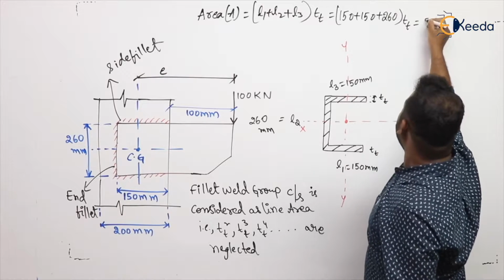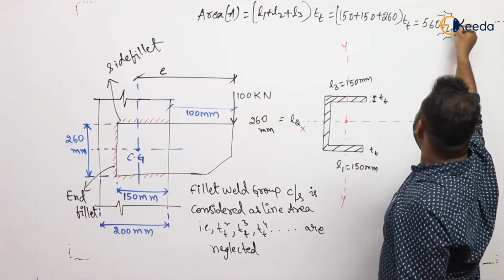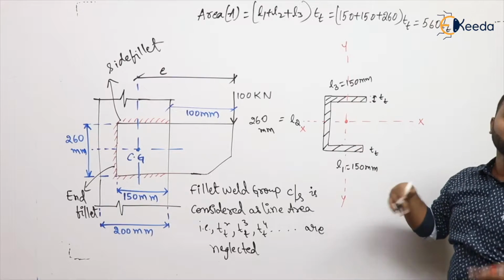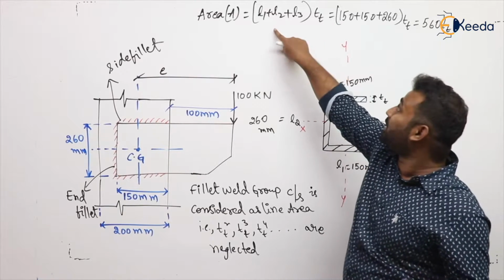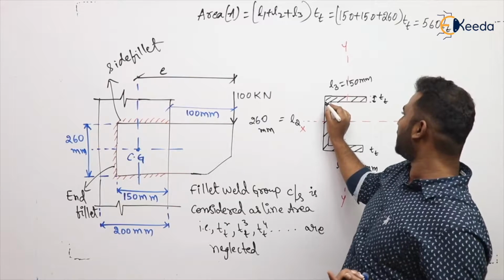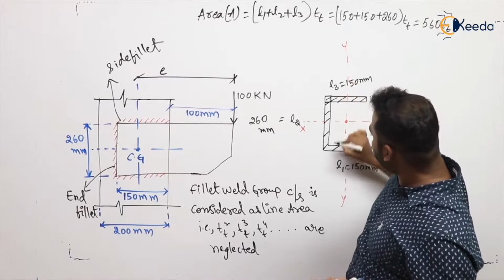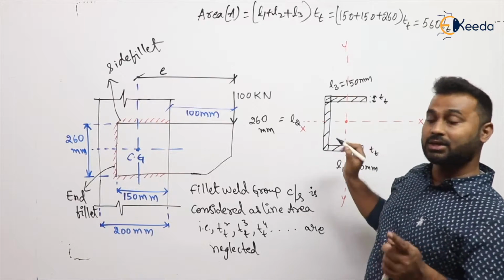So how much is it? 560 TT. This is the area of that fillet weld. You may have a doubt: L1 into TT is this one, L2 into TT is this one, and L3 into TT is this one.